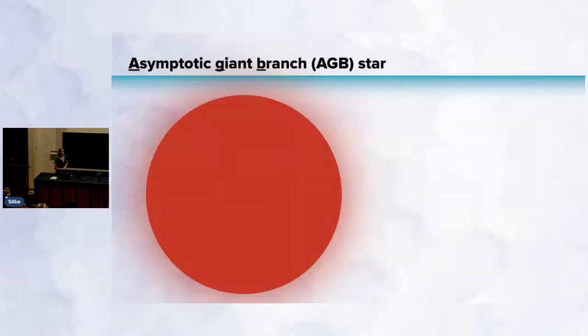Now let us have a closer look at these asymptotic giant branch stars. Now it's a quite annoying name, and it was hard to pronounce already a few times. So from now on, we'll just say AGB stars, which is much easier. I already mentioned these stars are quite large, so they have a radius of about 1 astronomical unit, and an astronomical unit is the distance between the Earth and the Sun.